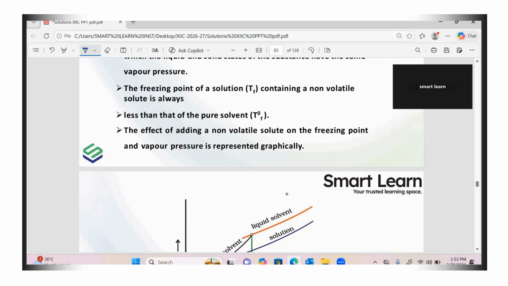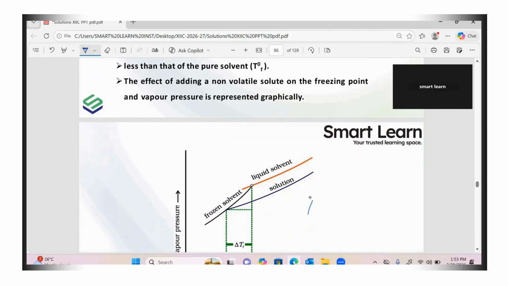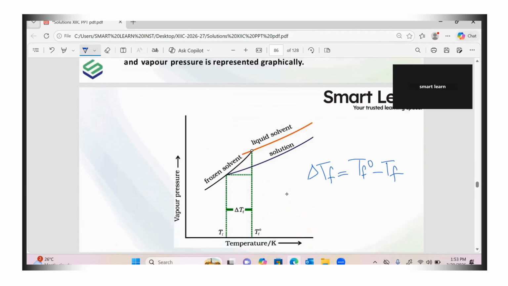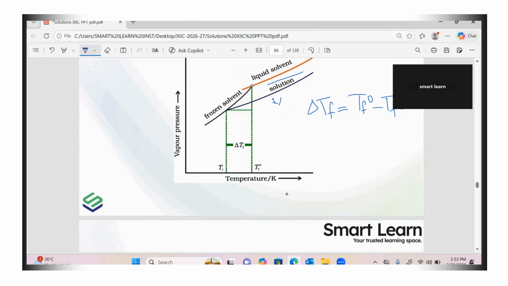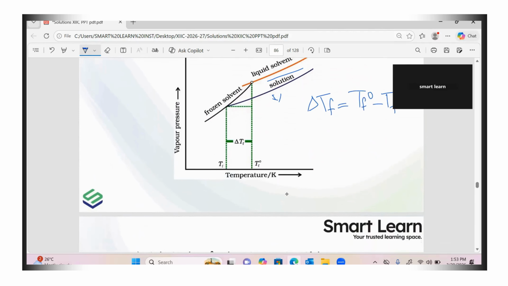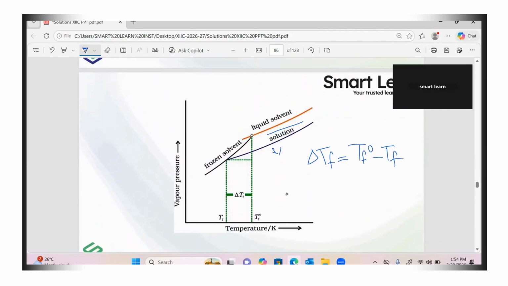It is given by delta Tf is equal to Tf naught minus Tf. From the graph, where vapor pressure versus temperature is given, the freezing point of pure solvent appears at a higher temperature, while the freezing point of solution appears at a lower temperature. The difference between these two is the depression in freezing point, that is delta Tf is equal to Tf naught minus Tf.